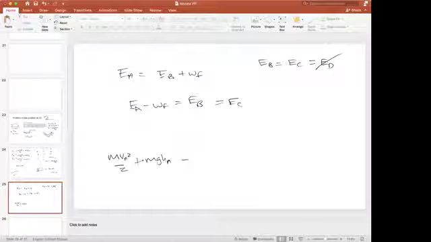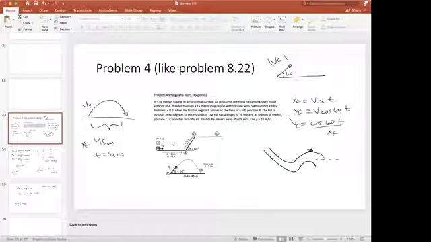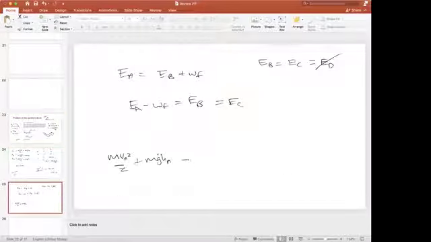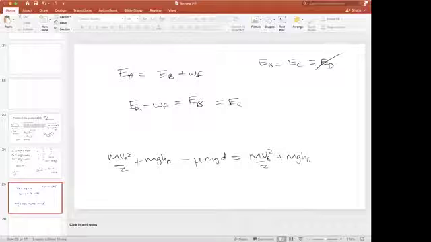Minus the work of friction. Now the work of friction, this thing's on level ground. The work is mu n, but n is mg because it's on level ground. So this is mu mg times d. That's the work of friction. This is equal to the energy at B, and it's equal to the energy at C.